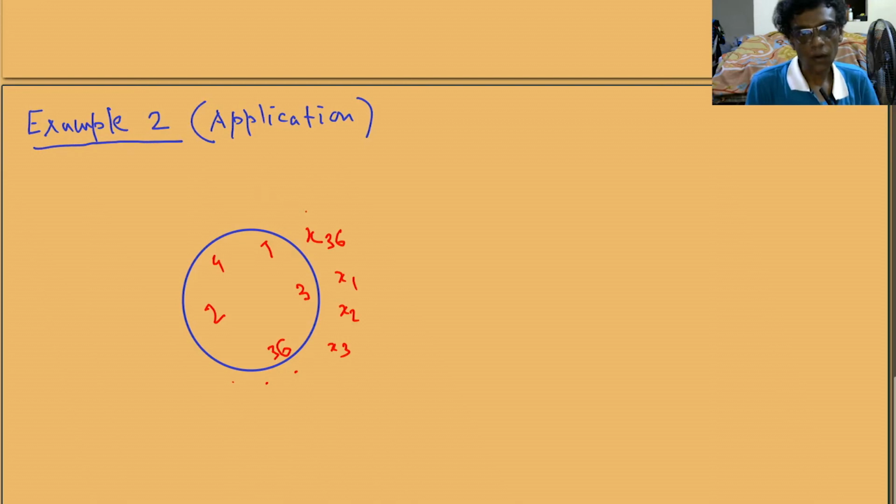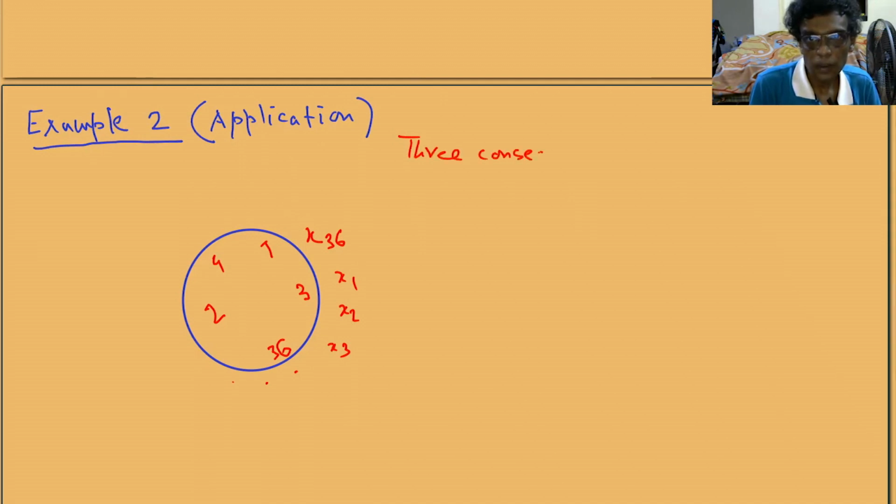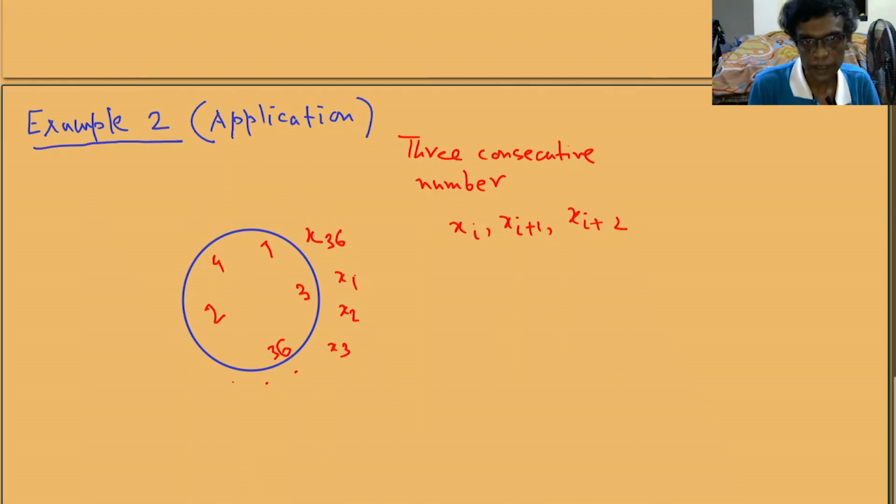The idea is that I can always find 3 consecutive numbers. So there are always 3 consecutive numbers on this: xi, xi plus 1, xi plus 2. Of course, whenever I write i plus 1 or i plus 2, I always think about wrap-around. If it is 36, then the next one is not 37, 38, but 1, 2. If it is 35, then 35, 36, 1. Otherwise, if it is something like 18, then 18, 19, 20. Okay. 3 consecutive numbers, this must exist.